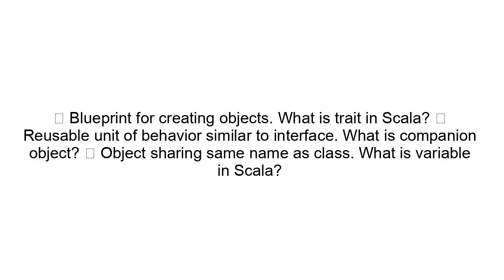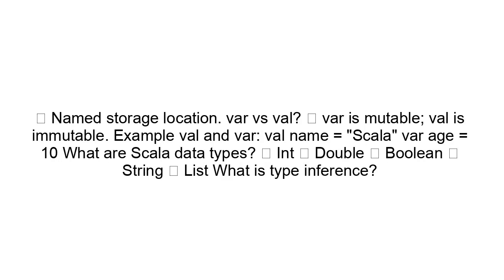What is variable in Scala? Named storage location. Var versus val. Var is mutable. Val is immutable. Example: val name = "Scala", var age = 10. What are Scala data types? Int, Double, Boolean, String, List.